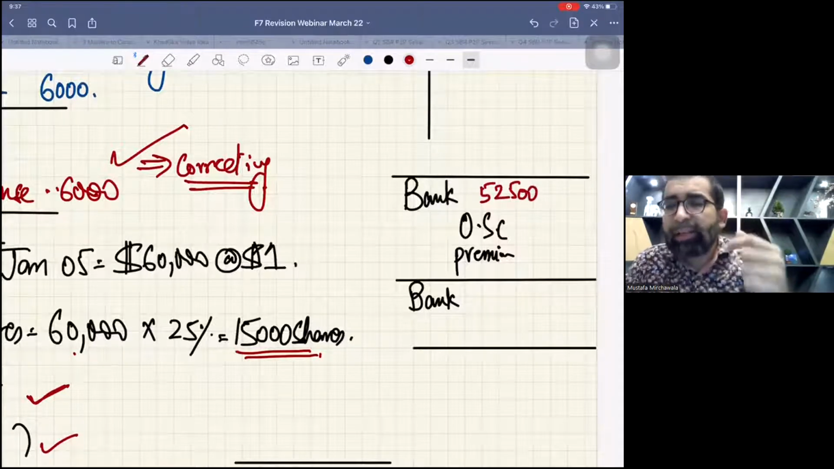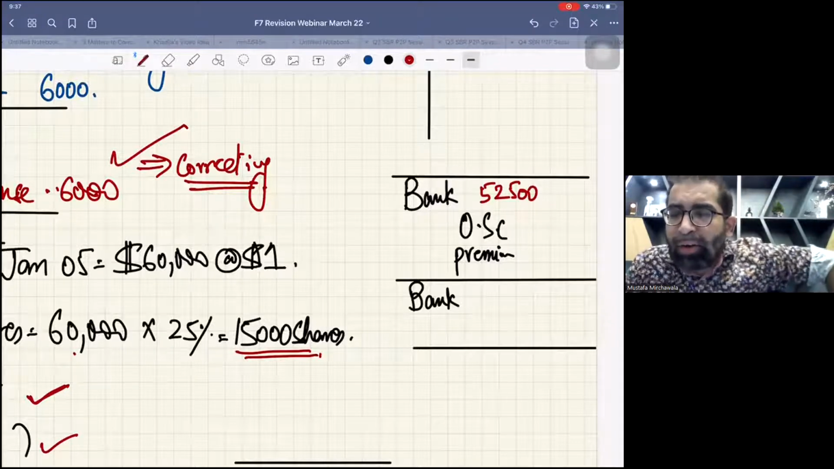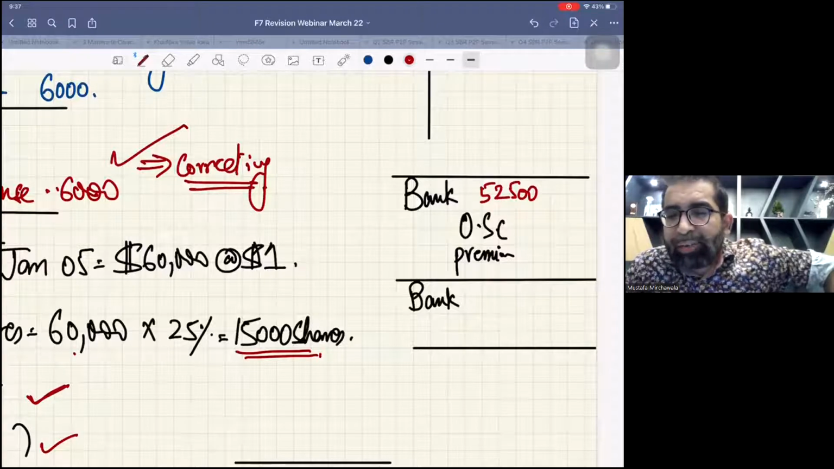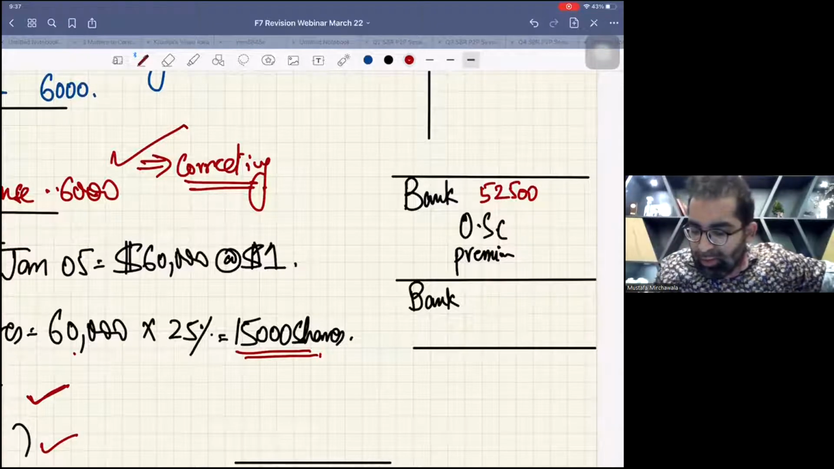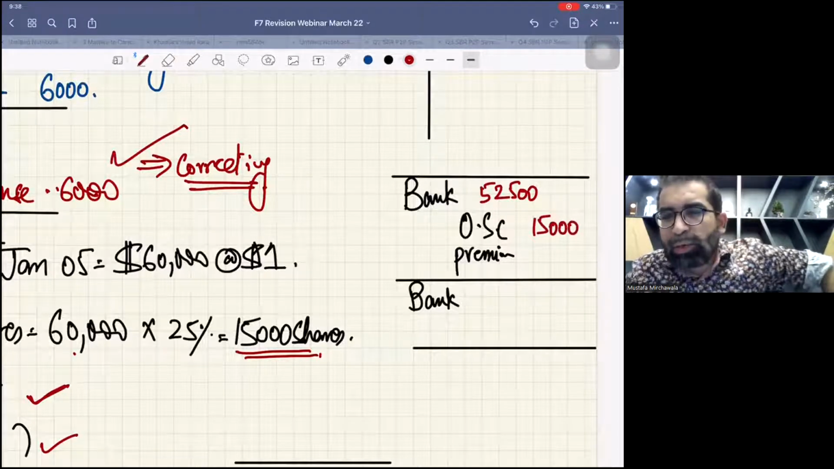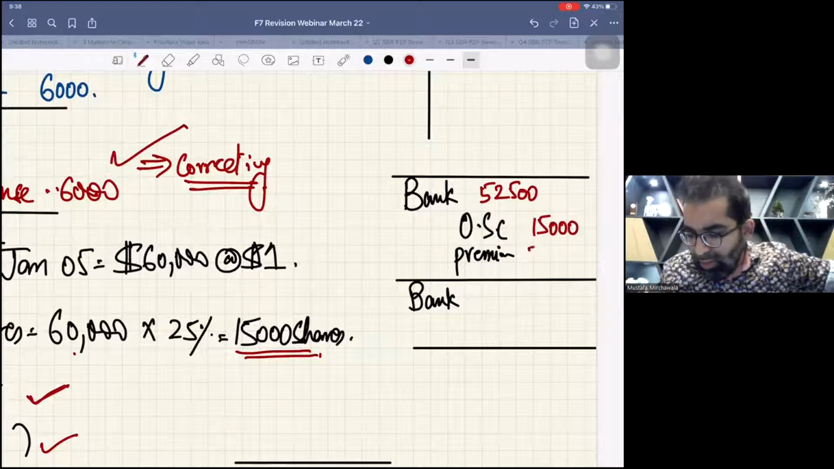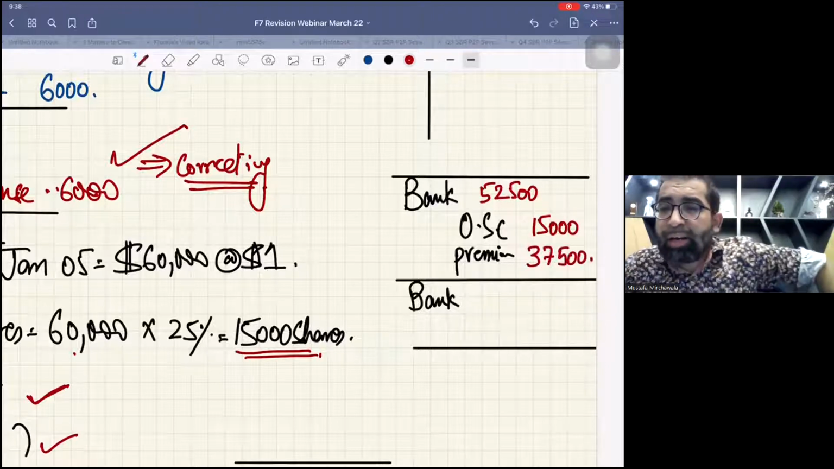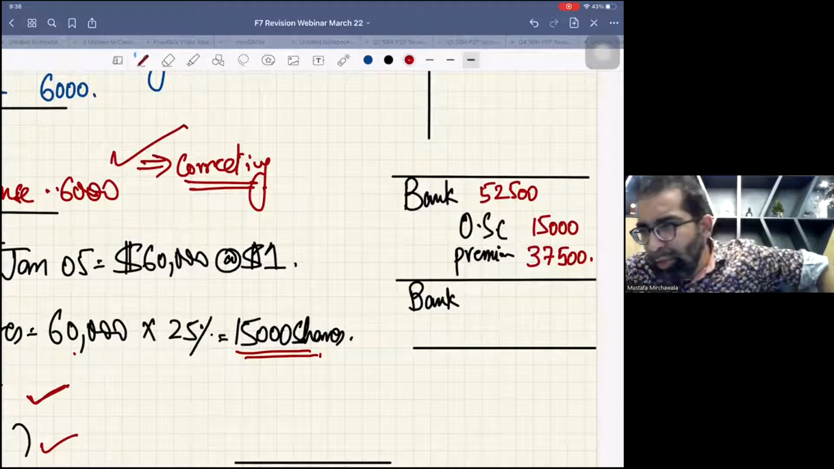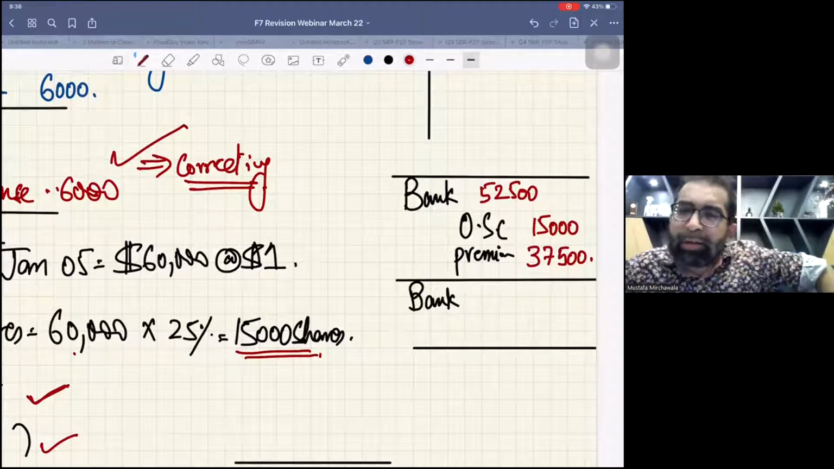Now, whenever you issue new shares, you credit the ordinary share capital. So 15,000 multiplied by face value of one. So ordinary share capital will be credited by 15,000. And my respected student, what is the difference? The difference is 37,500. So bank debit, share capital credit, and share premium credit.